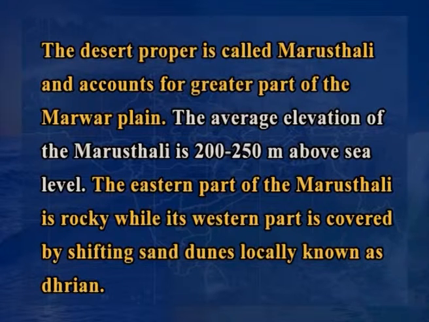The desert proper is called Marusthali and accounts for the greater part of the Marwar plain. The average elevation of the Marusthali is 200 to 250 meters above sea level. The eastern part of Marusthali is rocky, while its western part is covered by shifting sand dunes locally known as Dhrian.